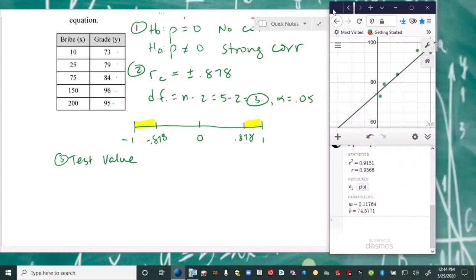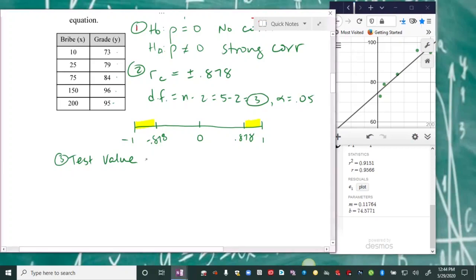Okay, next we want to find the test value. We had our r in Desmos. We also found it in Google Sheets, but I'm going to use the r value that we came up with from Desmos. So r is equal to 0.9566. That lands well within the rejection region, somewhere around there. So step number 4, we will reject the null hypothesis.